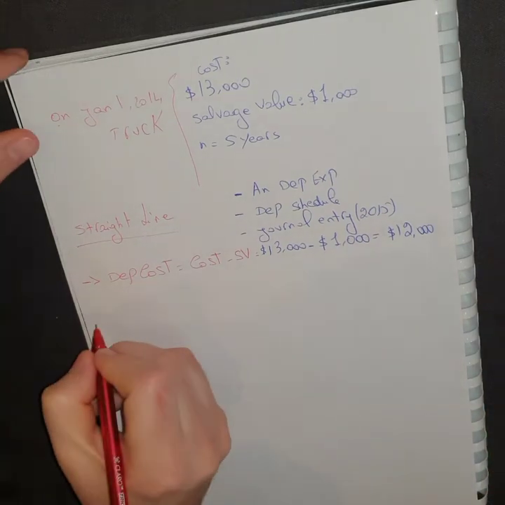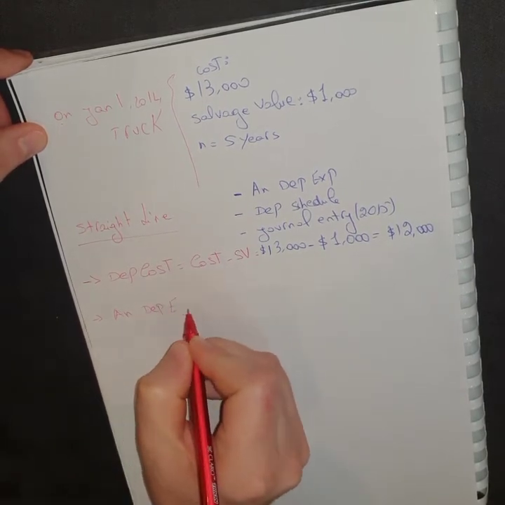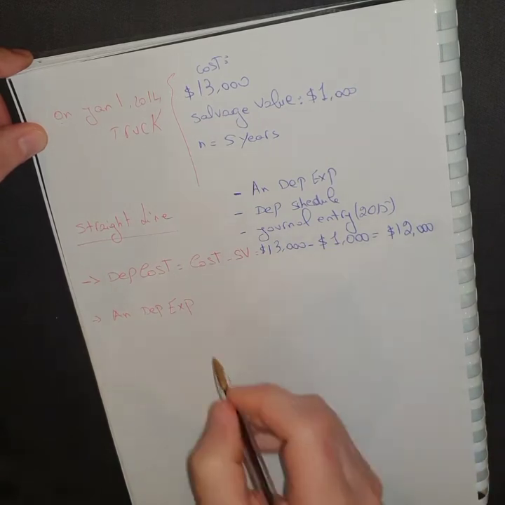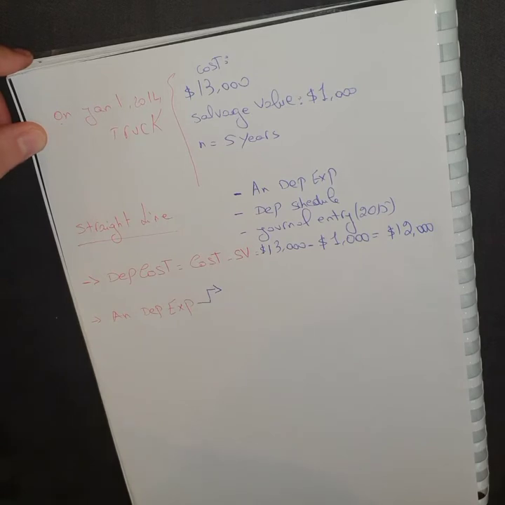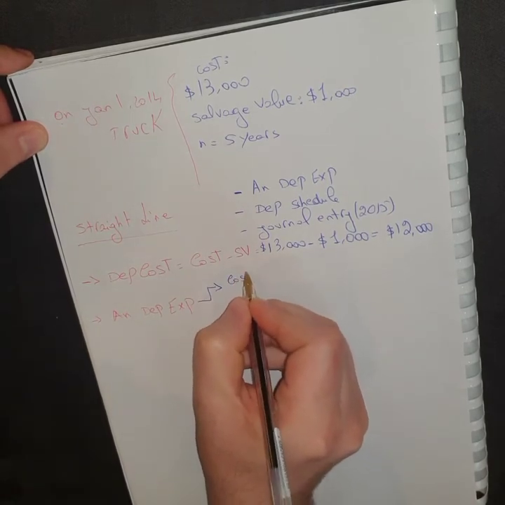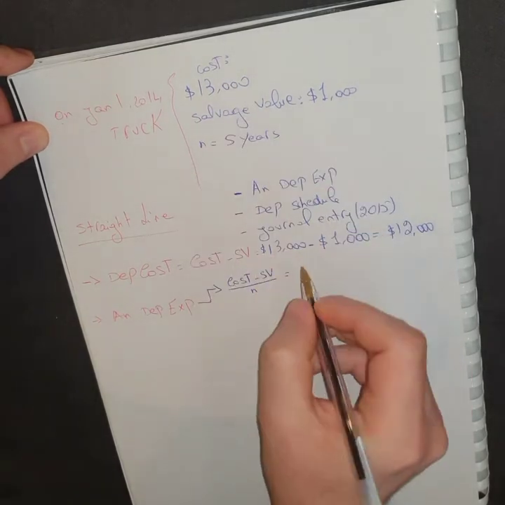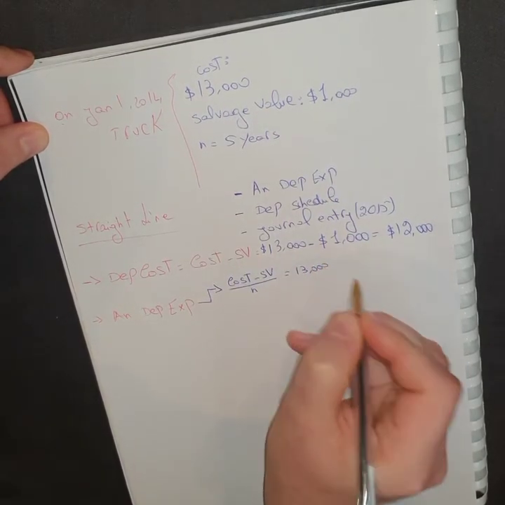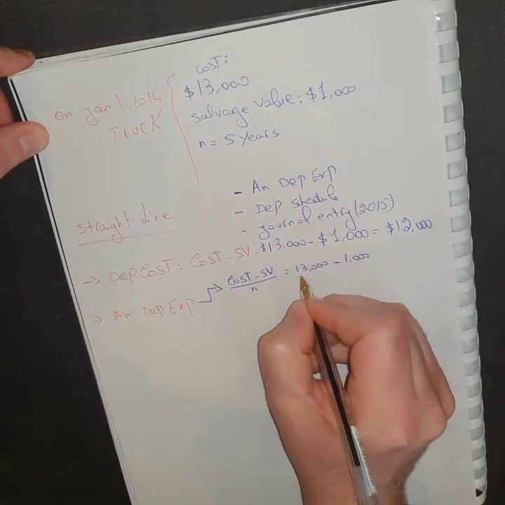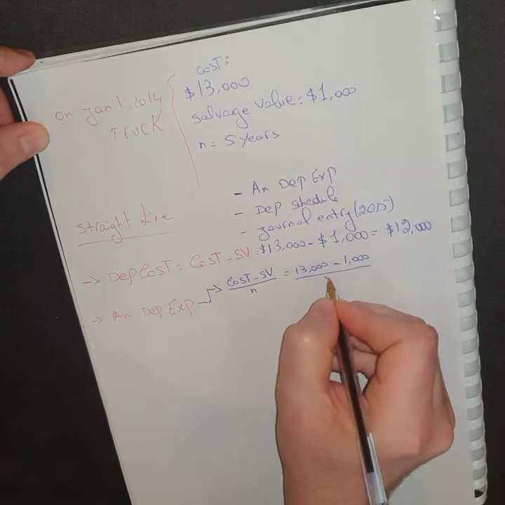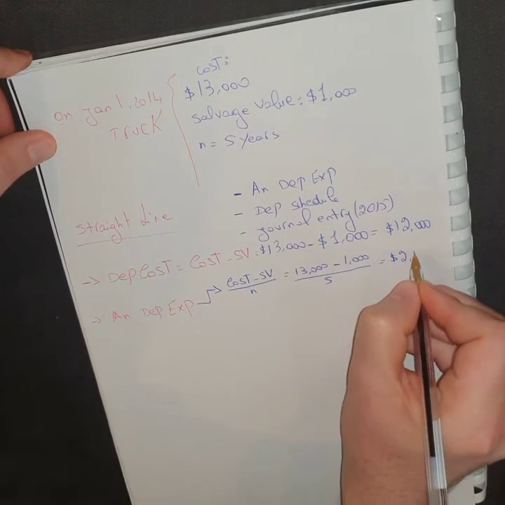To find the annual depreciation expense, there are two ways. The first one is: the annual depreciation expense equals cost minus salvage value over n. So it equals cost 13,000 minus salvage value 1,000 over n, which is 5 years. So it is equal to 2,400.